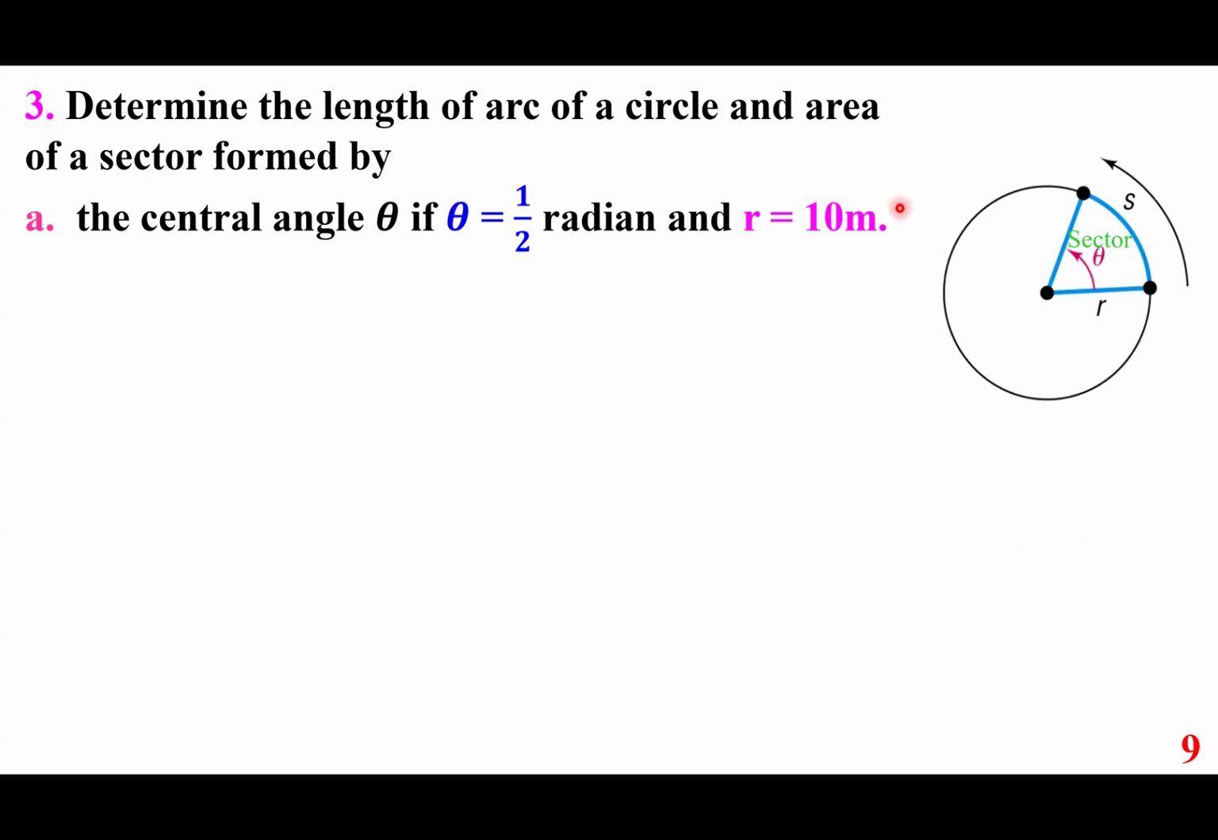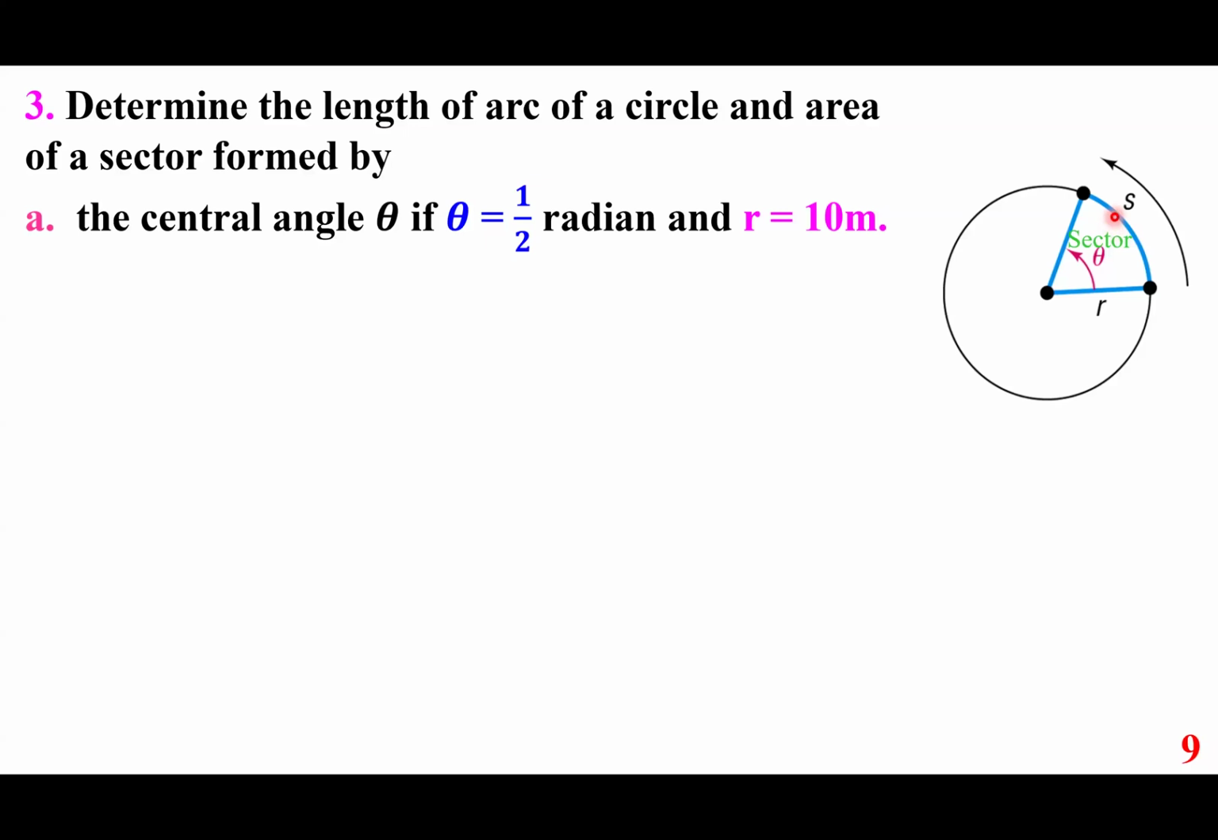So here's a circle. Here's the center. If from the center you draw a couple of line segments that end up on the circle, the angle created is called the central angle. The portion covered on this circular path is called the arc length. This is called the area of a sector.